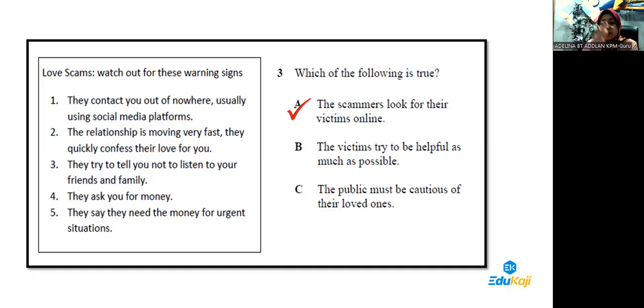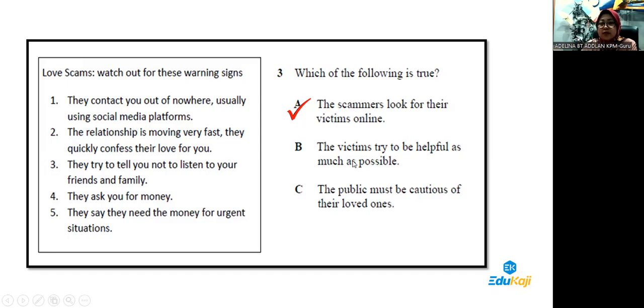Alright, so out of these statements which are true, look at A, B, and C, and the answer is actually A. Alright, why is it A? The scammers look for their victims online. Is it true or not? It's already mentioned in the first line, in the first paragraph, in number 1. They contact you out of nowhere, usually using social media platforms. So social media is online.